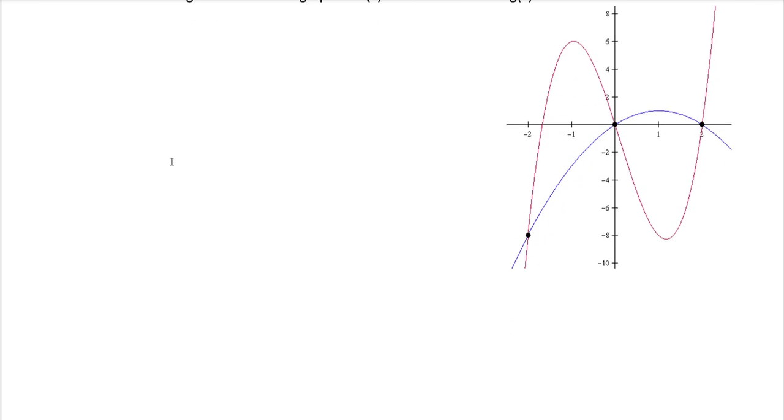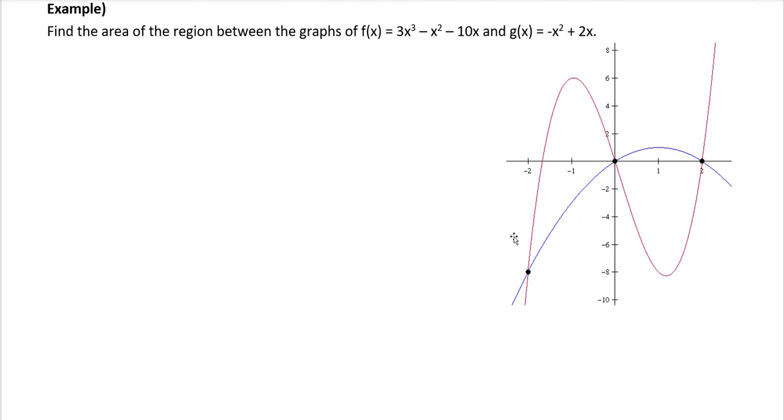Okay, so what I mean by that is this. Here we can obviously see that we have a cubic function, 3x^3 minus x^2 minus 10x, and then we have a parabola, negative x^2 plus 2x. The cubic function goes up, comes back down, and then goes back up, and it's going to go up forever and then go back down forever. Whereas the parabola, the blue graph there, is an upside down parabola, and that's just going to keep going and never pop back up, right? It's a parabola. So we can see 3 points of intersection.